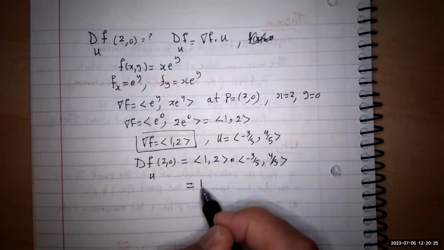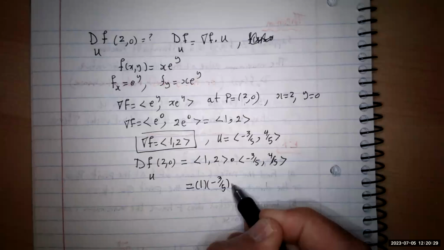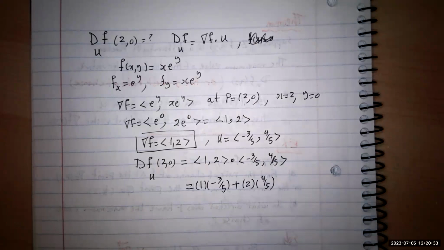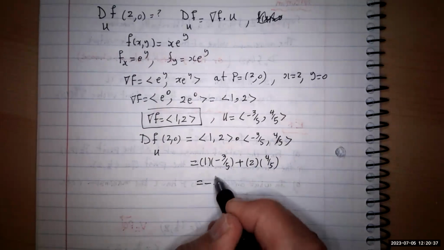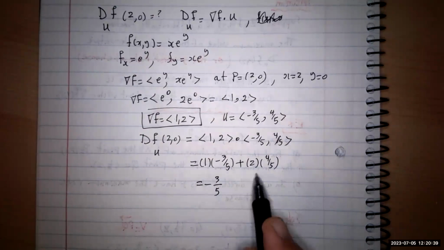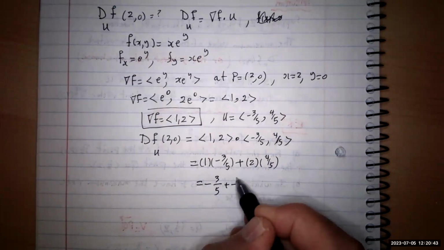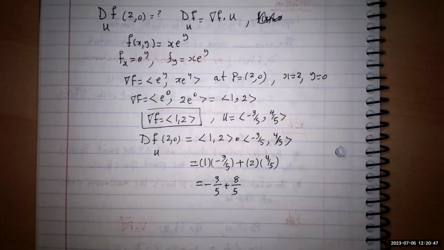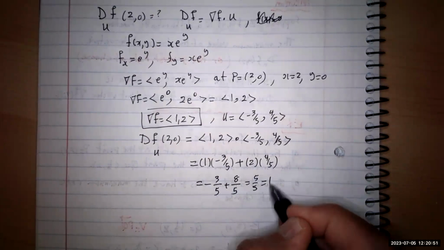So it's equal to 1 times the components, -3/5, plus 2 times 4/5. Remember, the dot product is a number. So for the first part, we get -3/5, and for the second part, we get 8/5. So -3 plus 8 will give 5, so you get 5/5, which is equal to 1.